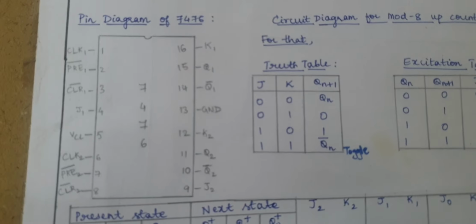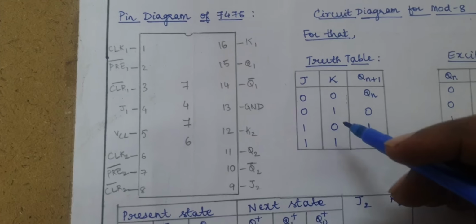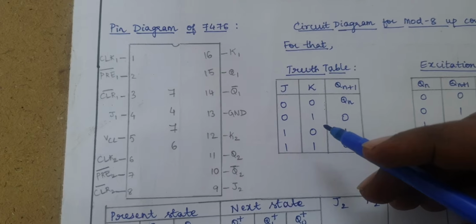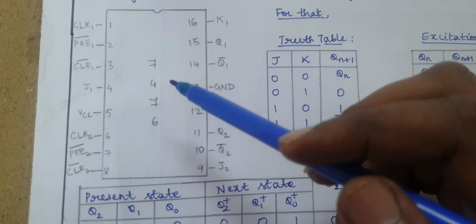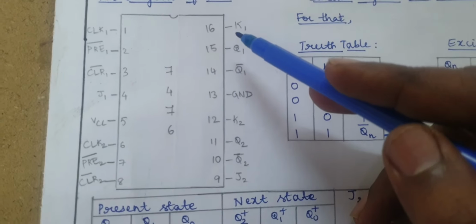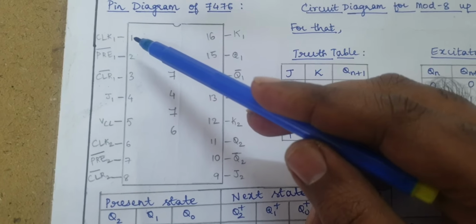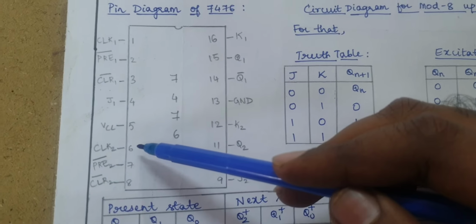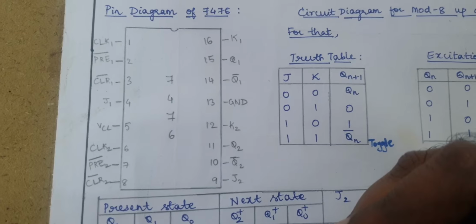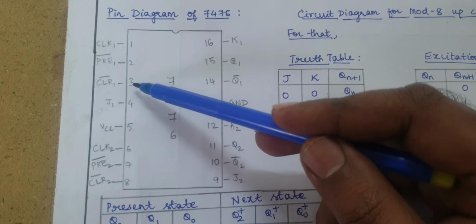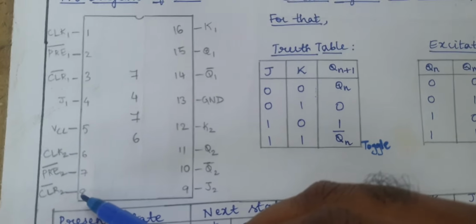Coming to this experiment, the IC which we use here is the 7476 IC. This is your synchronous up counter mod 8 IC. So the pin configuration goes like this. It is a 16 pin IC. We have two clock pulses, that is 1 and 6 act as clock pulse. Second pin and 7th pin act as preset input. Third and 8th pin act as your clear input.